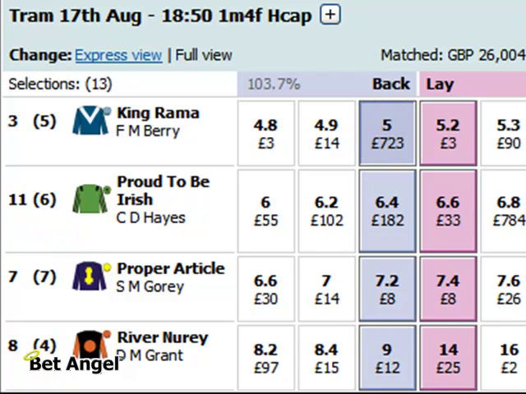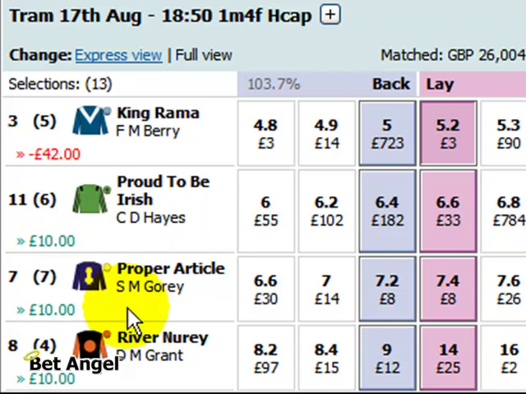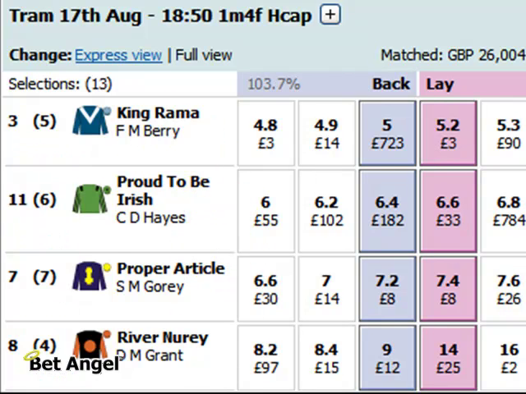You saw previously, if we backed, we would win if King Rama went on to win, and we would lose if anybody else went on to win. And the situation was reversed when we decided to lay. You can see here, everything's green on the other horses in the race, and off the bottom of the screen here that you can't see, and red on King Rama. So you're basically saying King Rama is going to win, King Rama is not going to win.